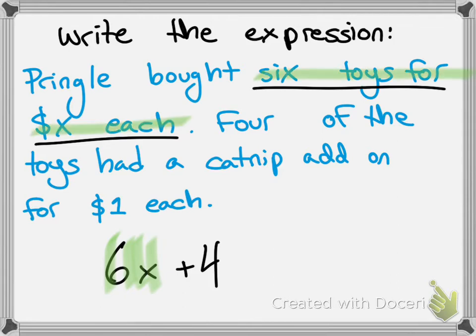Then 4 of those toys had an add-on for $1 each. It would have been written as 4 times 1, but 4 times 1 is 4, because I would have wanted you to simplify it anyway. Let's say it was $3 each. It would have been 4 times 3, which would have given me 12 if it had said $3 each. But it said $1. I got 6x plus 4. Excellent, you guys.